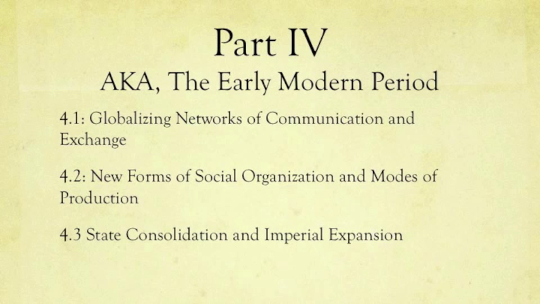And finally, 4.3 is state consolidation and imperial expansion. And what that means is that some existing states, empires, and kingdoms became stronger, gained more power, possibly through absolute monarchy or parliamentary monarchy. And the same states in some cases and other states managed to expand, take over large amounts of land, and in some cases actually land across oceans. So let's get into it.